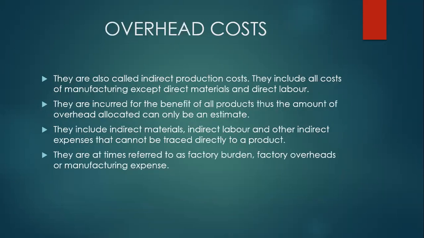Overhead costs. They are called overhead costs. Whenever you hear overhead costs, it means indirect costs. So they are also called indirect production costs. They include all costs of manufacturing except direct materials and direct labor. They are incurred for the benefit of all products. Thus, the amount of overhead allocated can only be an estimate.